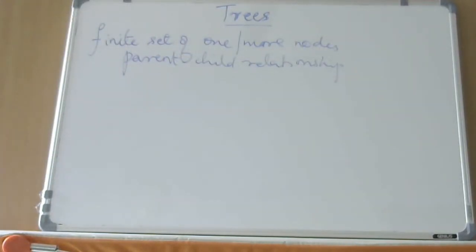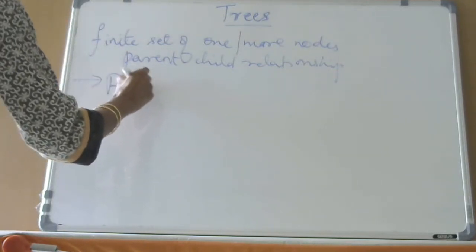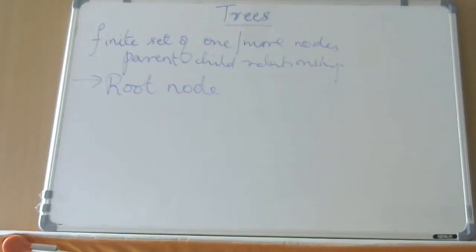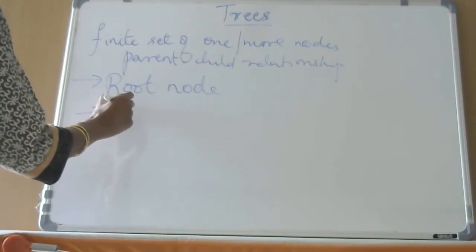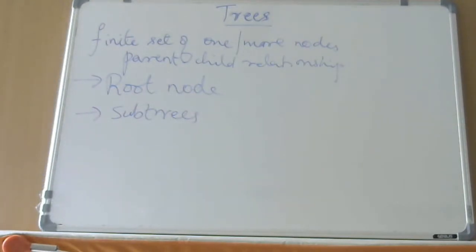So how can you define trees? Trees are nothing but a finite set of one or more nodes, represented in the form of a parent-child relationship. There is always a special node which we call the root node. The remaining tree nodes are partitioned into subsets which are called subtrees. Alright, so let us quickly take an example.